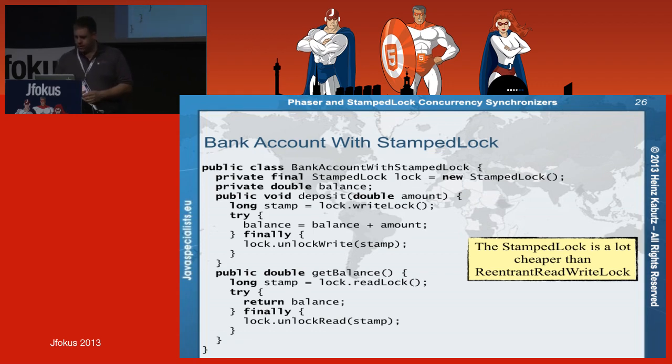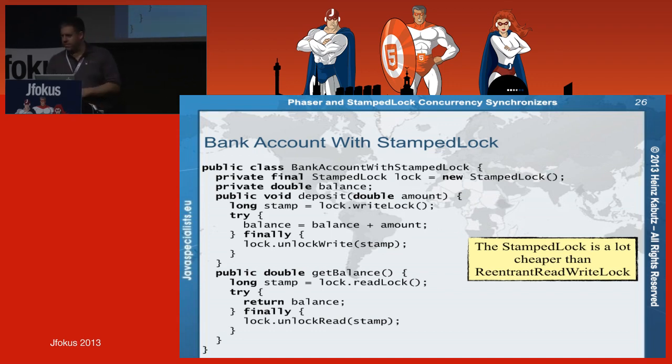Okay? Now, actually locking the stamped lock is a lot cheaper than locking the reentrant read-write lock. So you're going to get performance gains by doing this. And then getBalance gets a read lock. This is now a pessimistic read lock, and returns a balance and finally unlocks the read lock again.